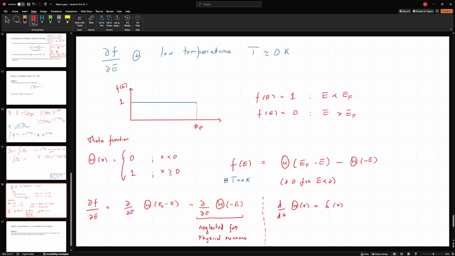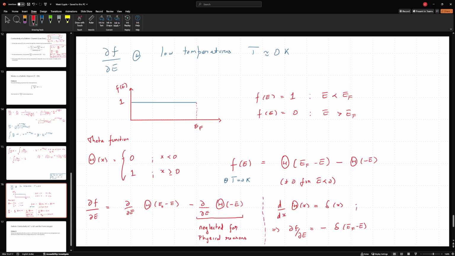Same applies for any other delta function that we are considering. Any other theta function, x minus x naught, will give me delta of x minus x naught. So this quantity here implies dou f by dou E is going to be just this derivative. Since I've taken the partial derivative, I have to do the chain rule also. So this is going to be minus of delta of EF minus E.